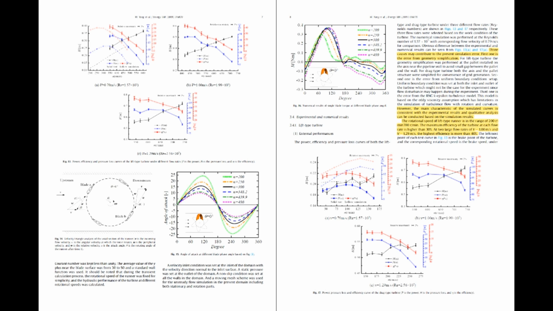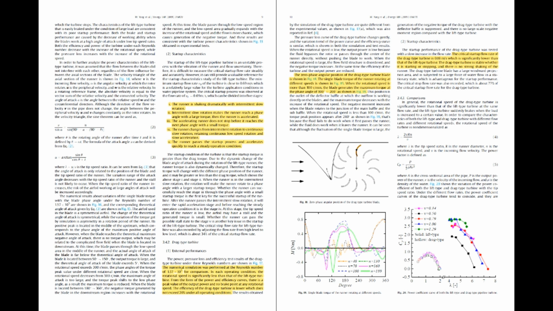The rotation speed of the lift type runner is in the range of 200 to 700 rpm, and the maximum efficiency of the turbine at each flow rate is higher than 30%. And at two large flow rates of 1 meter per second and 1.29 meter per second, the highest efficiency is more than 40%. The startup characteristics can be described by dividing into 5 stages that span from the shaking runner with slow rotation to the runner passing the startup process and accelerating quickly to reach a steady operation.